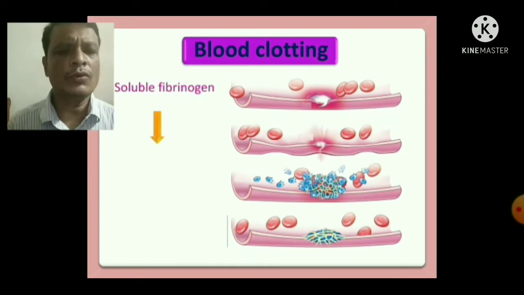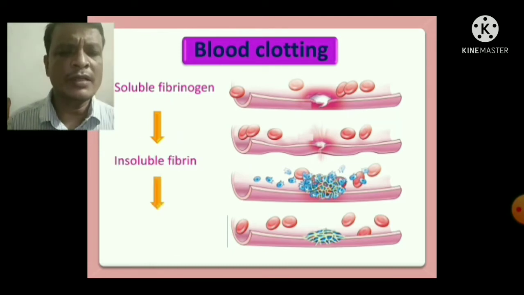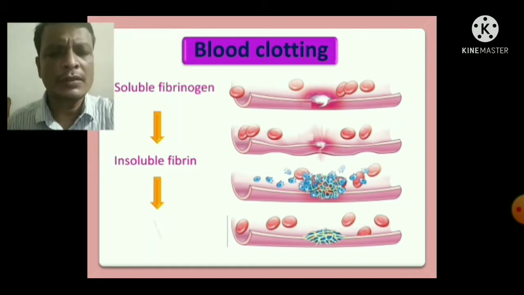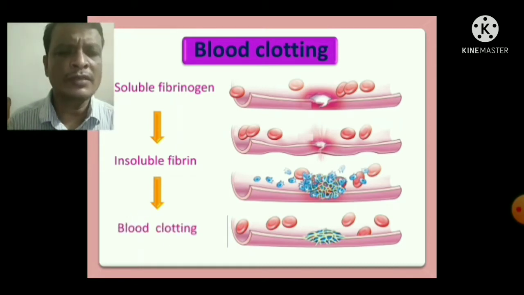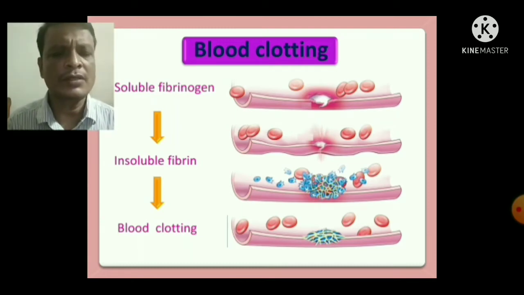In the blood clotting mechanism, in the plasma there are soluble fibrinogen proteins present. But if this soluble fibrinogen protein is converted into insoluble fibrin, then the blood will be clotted. So the main mechanism is the conversion of the soluble fibrinogen into insoluble fibrin monomer, and then the fibrin monomers are connected with each other to form a fibrin network, like a fibrin net.